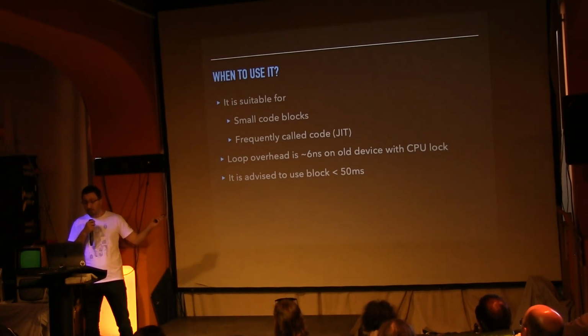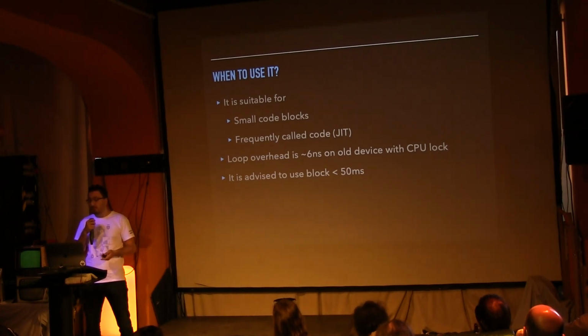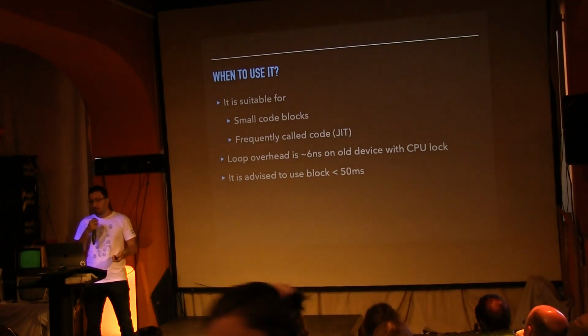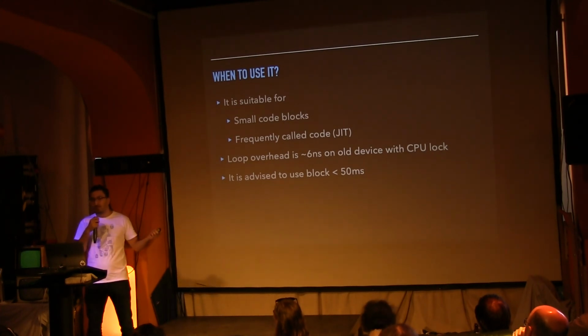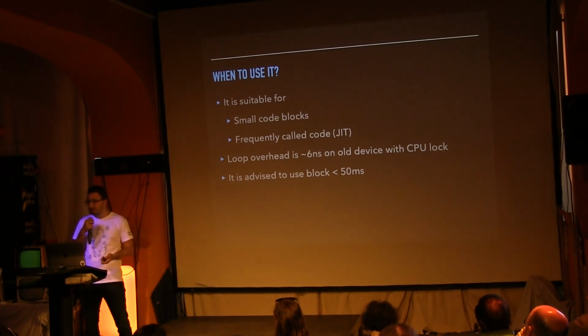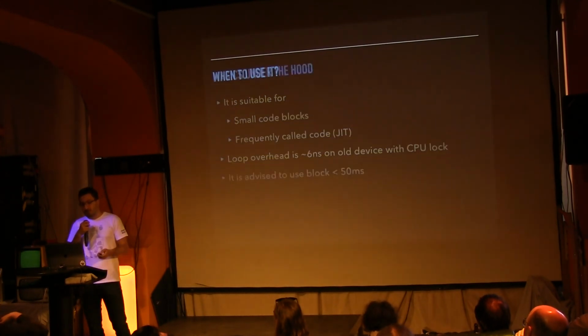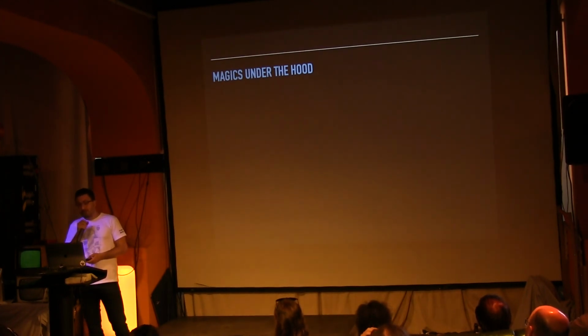And the loop itself has 60 nanoseconds overhead, give or take, on an old device. That means you can start measuring your code from 6 nanoseconds to 15 milliseconds. And why am I saying 15 milliseconds? Because it runs in a loop. If you'd like to run a measurement for a 1 second method, it can take a lot of time. Imagine it runs 1,000 times. And it has lots of magic under the hood.